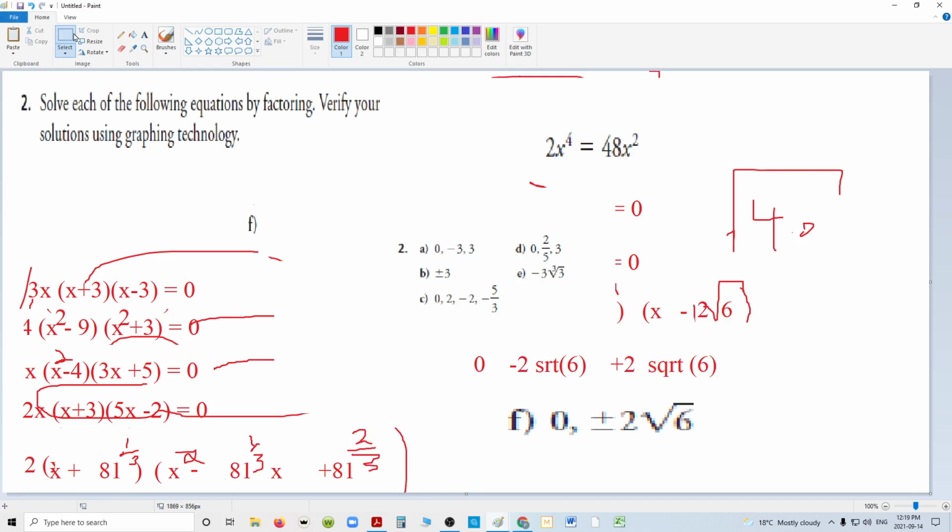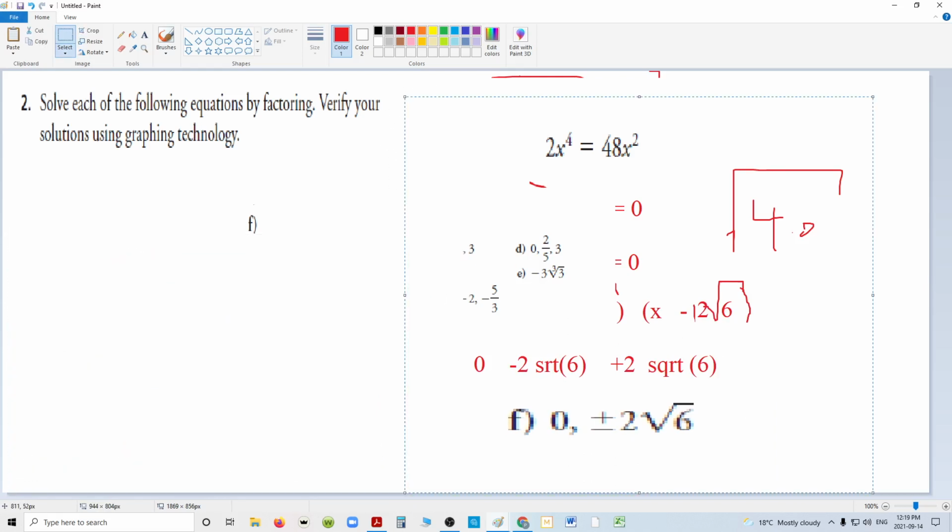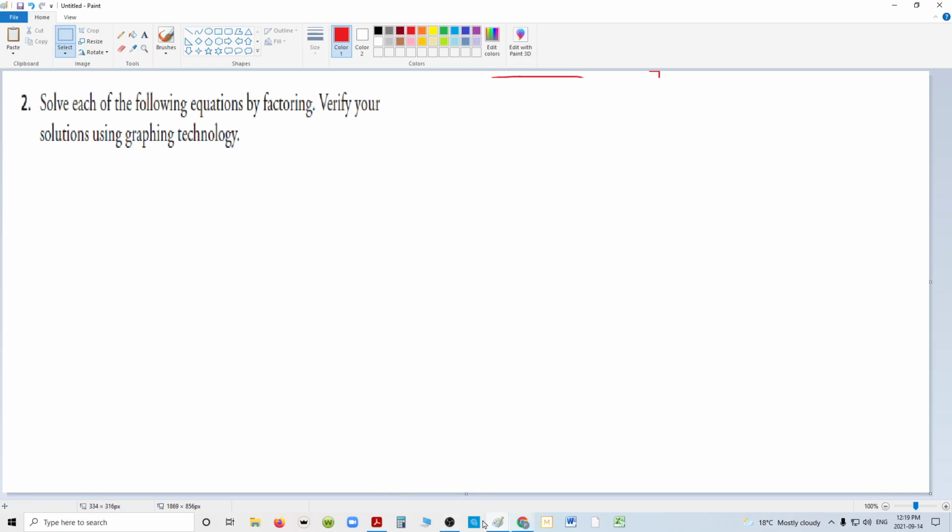So those are solvable, and they just want you to stretch your mind. Now I'm going to have to stop. I know we're only on question 2, but I have to stop.